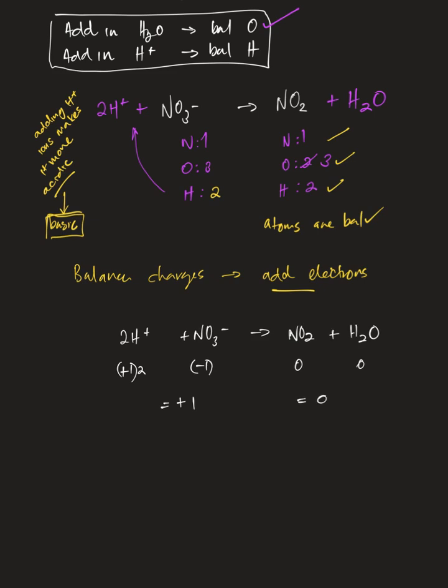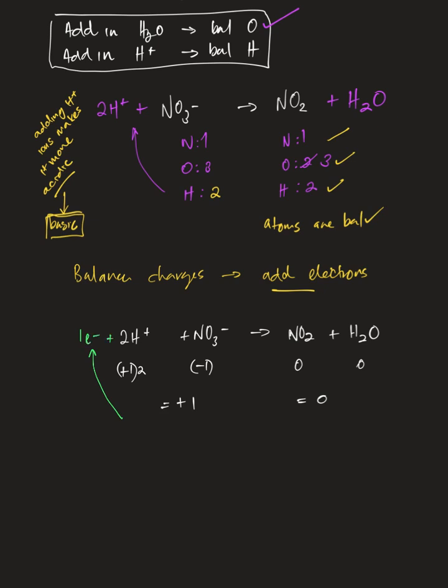Alright, so now I need to balance the situation out. So I need to add electrons to whichever side needs to be balanced out. Now I can't minus, right? I have to add electrons. So what I would do is I need to get rid of this +1. So the best thing to do is to add in there 1 electron.